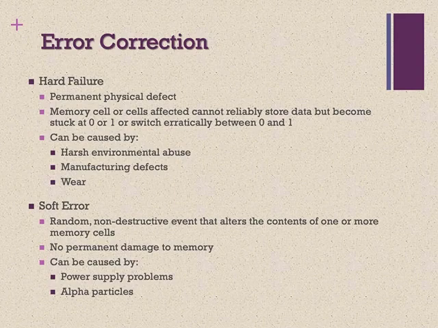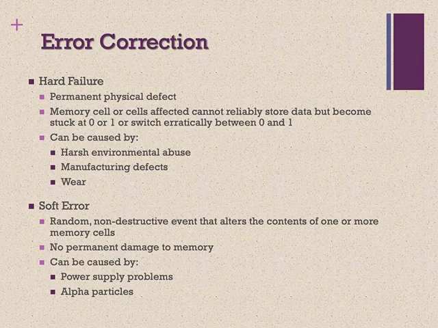So there are two types of failure. One is hard failure and one is soft failure or soft error. Hard failure means that the physical device is permanently damaged. Memory cell or cells are affected. Those cells cannot store data, but become stuck at 0 or 1 or switch erratically between 0 and 1. This hard failure can happen because of harsh environmental abuse, manufacturing defect, or wear and tear.